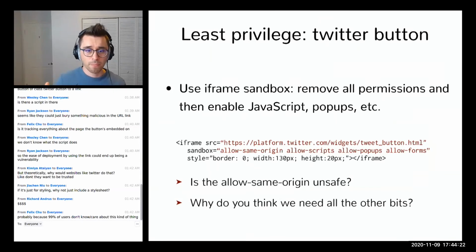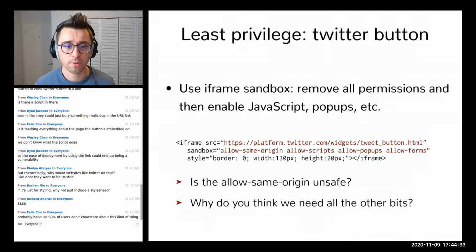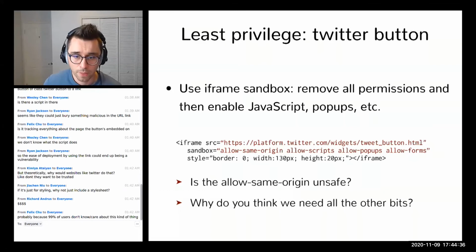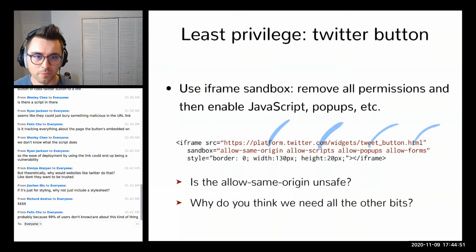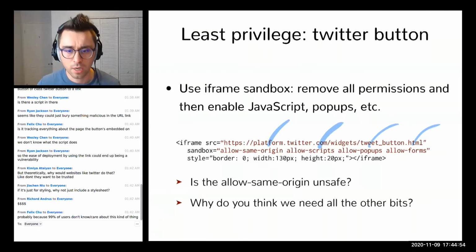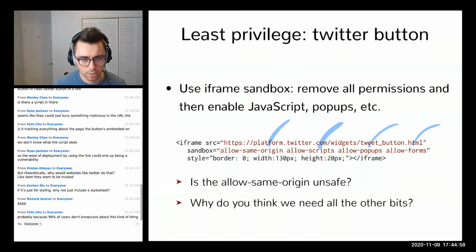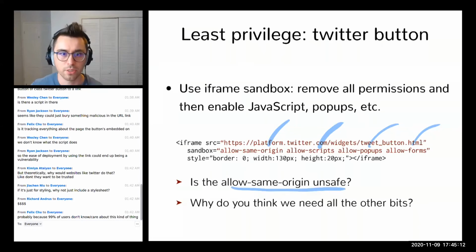Okay, so we're going to use iframe sandbox. We're going to start with the initial attribute sandbox without any of the values, and then give this Twitter button whatever permissions it needs to do its job. So we start with an empty list, and then we add these individual things. We're going to allow same origin, allow scripts, allow pop-ups, and allow forms, right? This is from somewhat a while back, but I think it probably would still work. Now, why do you think? Well, before we try to reason through why we may need all these things, what I want to look at is allowing same origin unsafe in this particular case.